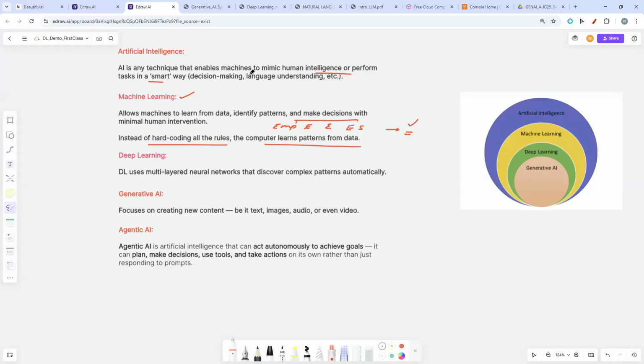We will cover in detail in our classes what the different types of machine learning techniques or algorithms are, what is supervised, what is unsupervised, what is reinforcement learning, and so on. And then deep learning: if you remember, deep learning is that field which uses multi-layered neural networks.